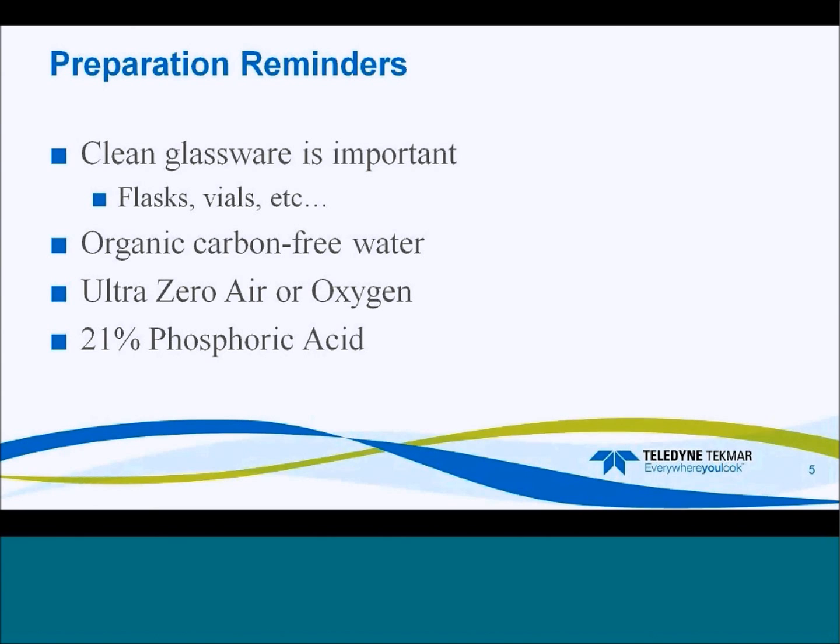As well, in the reservoir, you're going to need organic carbon-free water, ultra-zero air or oxygen, and then finally 21% phosphoric acid to sparge out the inorganic. To make the phosphoric acid, you're going to need 94 milliliters of deionized water and 18 milliliters of the 85% phosphoric acid. Because it is done by weight, not by volume, that is the 21% acid.